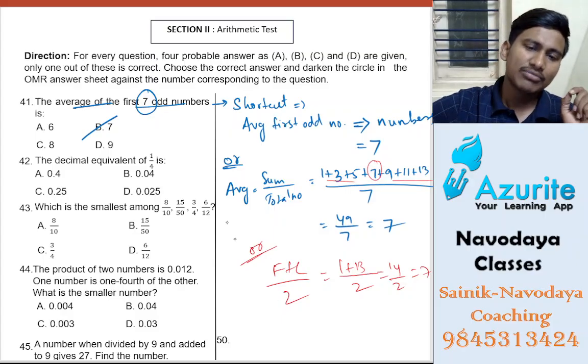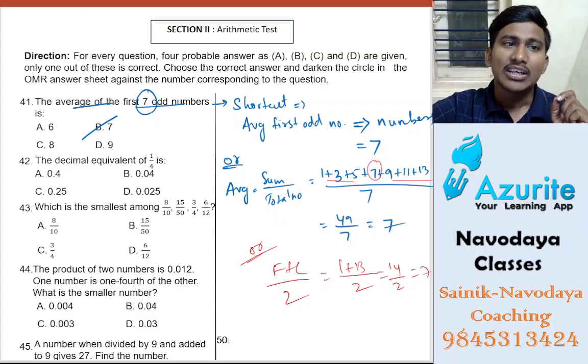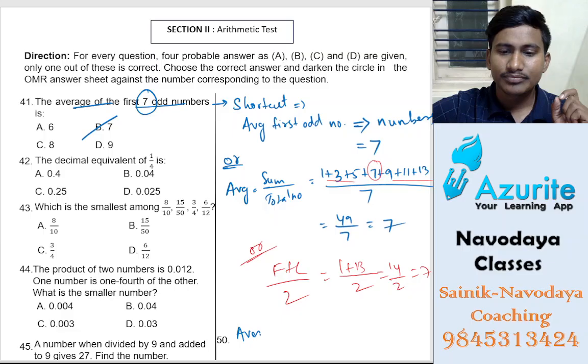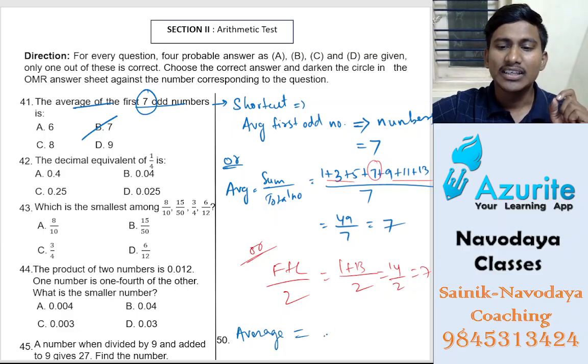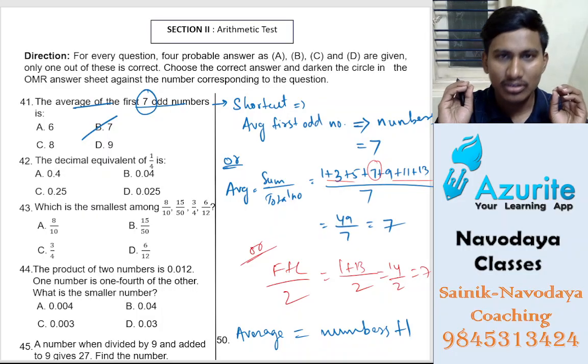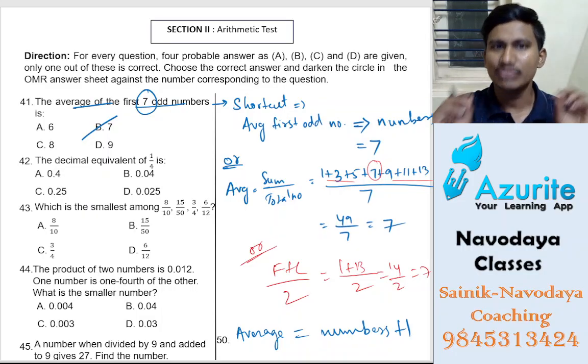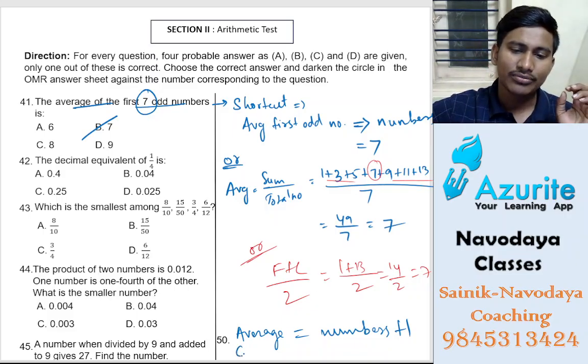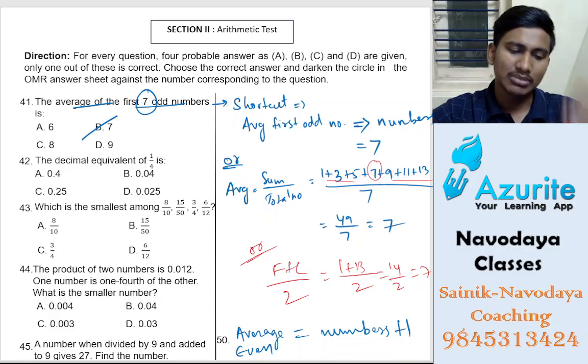And one more piece of information you have to remember, that is the average of even numbers. The average of the first n even numbers will be n plus 1. You have to add 1. If they ask for 7 numbers, then 7 plus 1, 8 will be the answer. You should remember this for the average of the first even numbers. Okay. Understand?